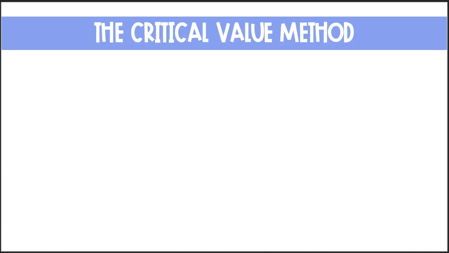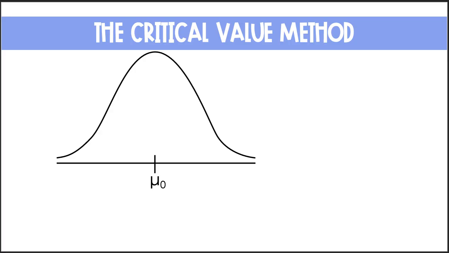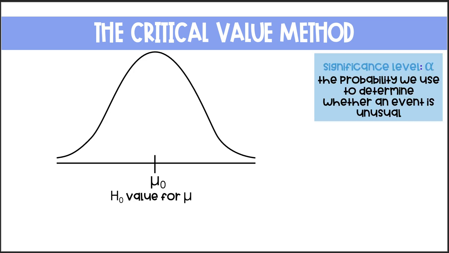We start with a null hypothesis, and we assume this null hypothesis is true. Then we're given or we choose a significance level, which is the probability we're going to use to determine whether an event is unusual. Let's suppose we have a right tail test. The area for that right tail will be given by our significance level. The area is just the significance level.